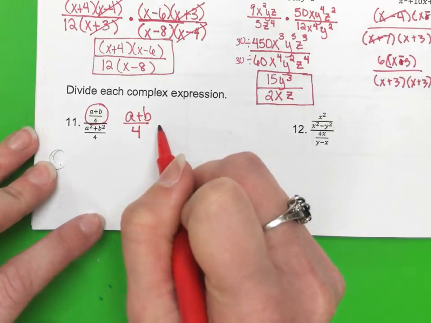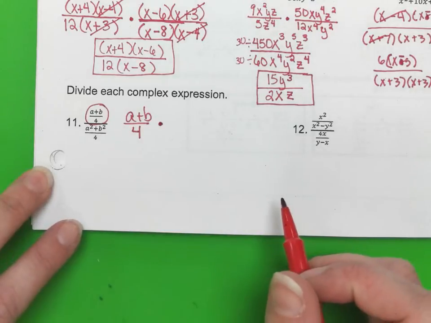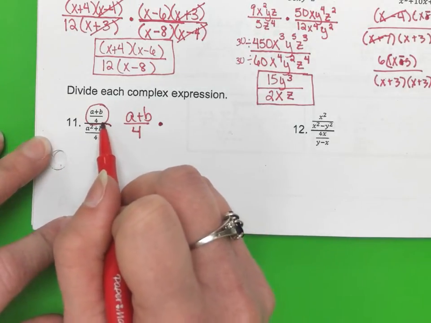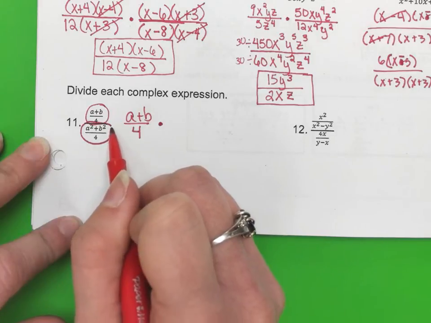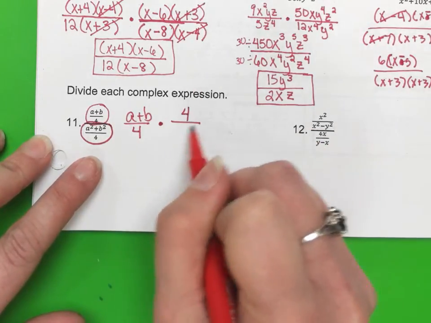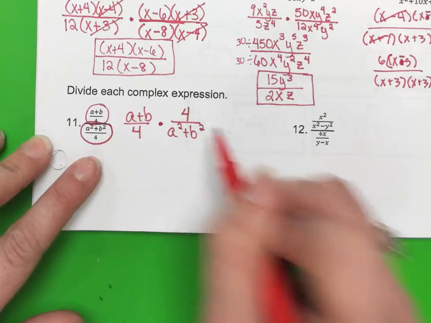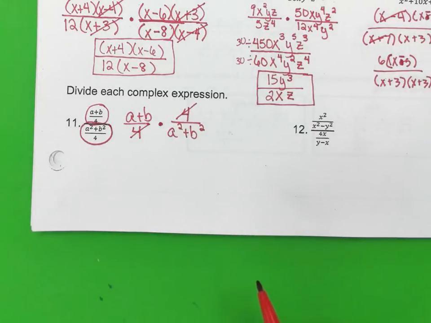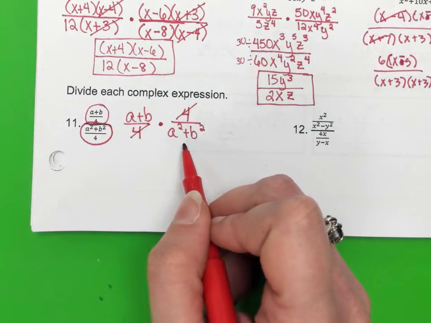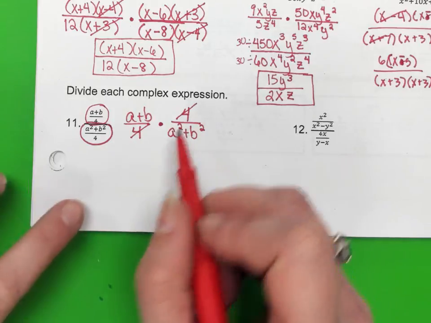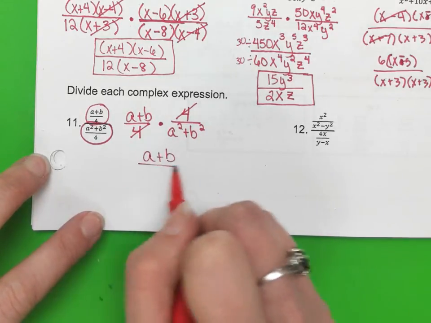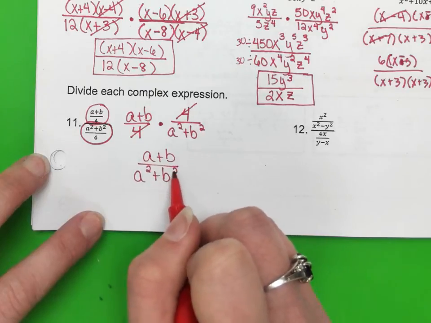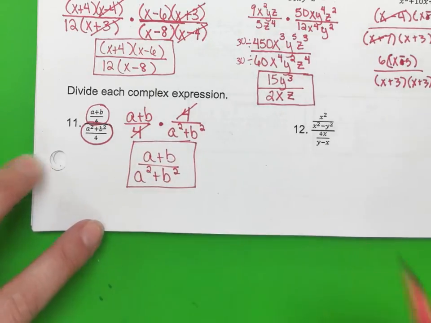But I'm going to change division to multiplication. And what's the second fraction that I'm going to flip? There you go. And what happens? 4's cancel out. Now, A squared plus B squared is not the difference of 2 squares. It is the sum of 2 squares. And it will not factor the same way as the difference. So it is simply A plus B over A squared plus B squared. You cannot factor that or reduce that anymore.